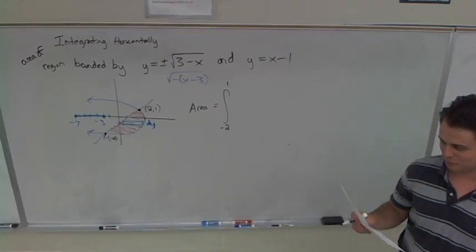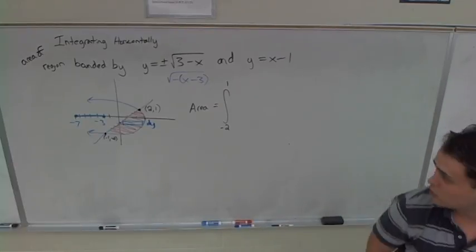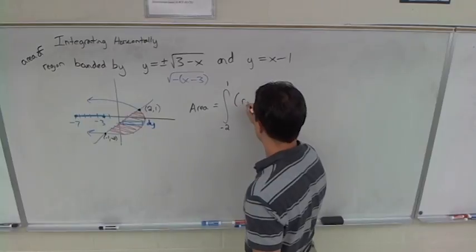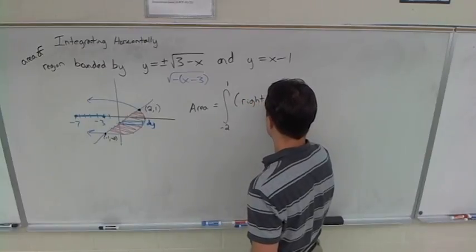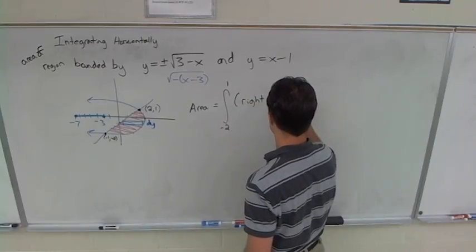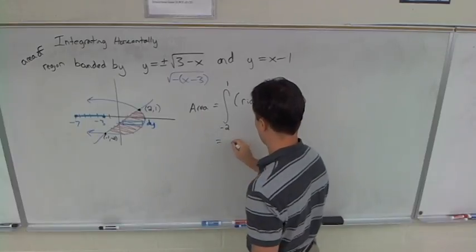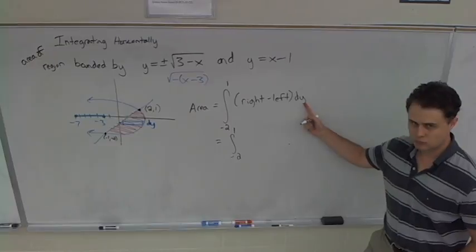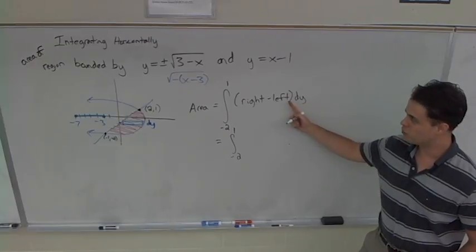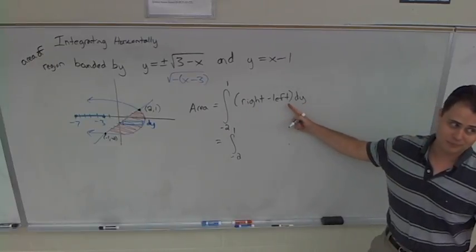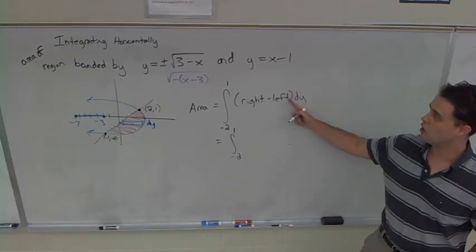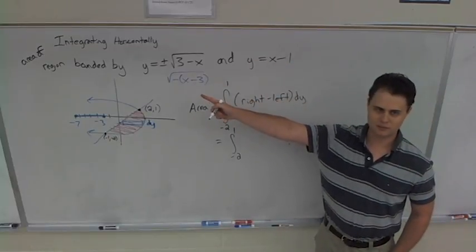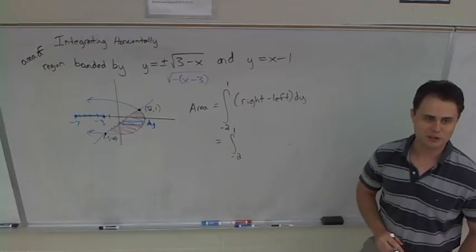Thanks, Katie. All right. So now we're going to have to put right minus left, dy. There's a big notational helper here. These functions should be in terms of what? Y. Are they in terms of y yet? No. So how do you fix that?